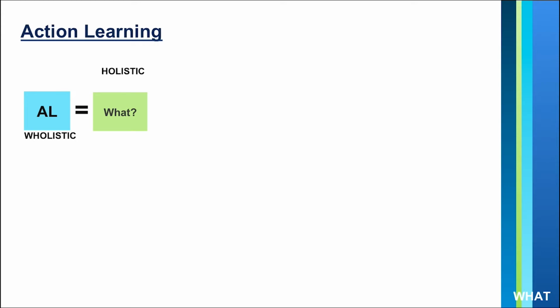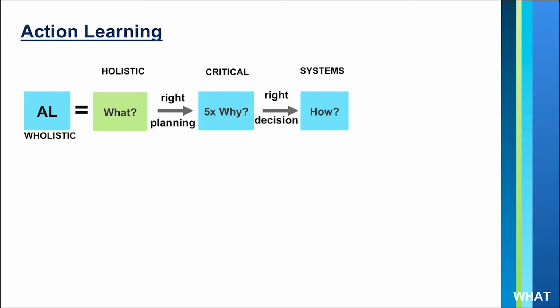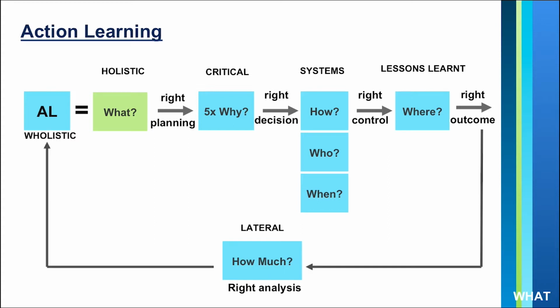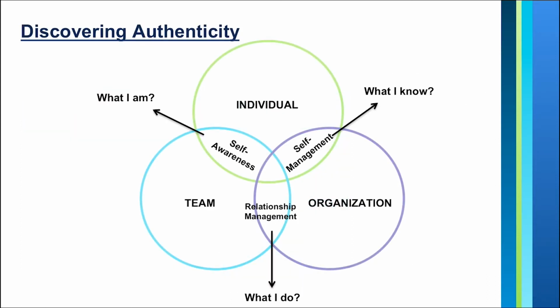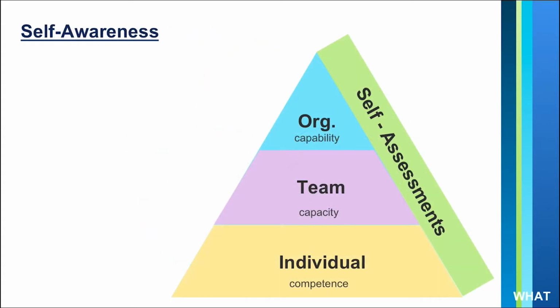Action learning diagram consists of what, why, how, who, when, where, and how much. Step by step, I will explain to you using holistic, critical, systems, and lateral thinking to answer all those questions holistically. Starting from what, I will discover my authenticity consists of what I am, what I know, and what I do. In answering those questions, I will use self-awareness diagram.